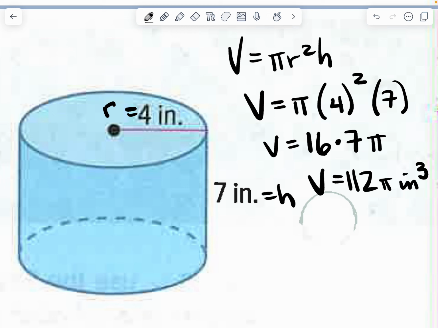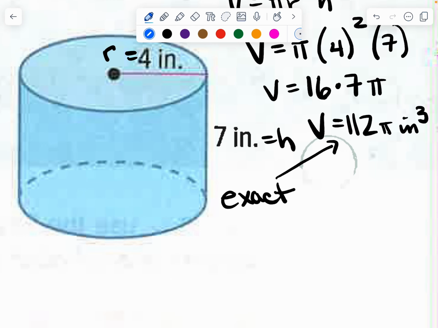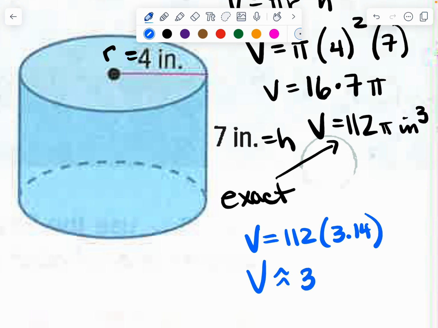Now, this is an exact answer, okay? So if it's asking for an exact answer, that's what you would use. But if it's asking for an approximate answer, we're going to take the 112 and multiply it by 3.14. And if I multiply it by 3.14, you're going to get that it is approximately 351.68 inches cubed.